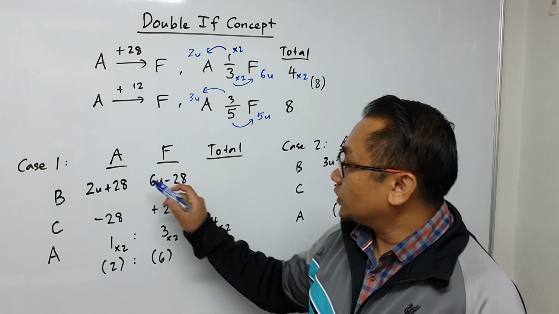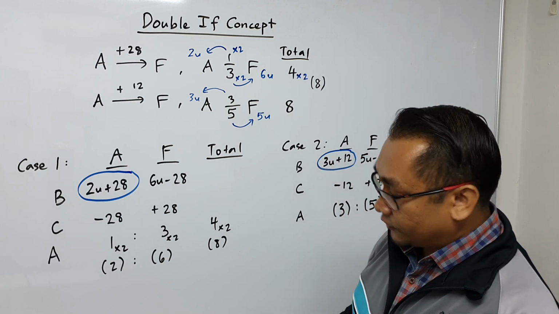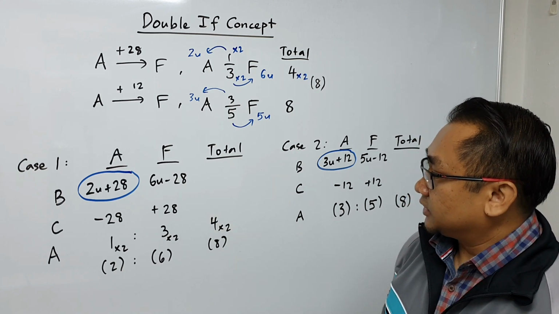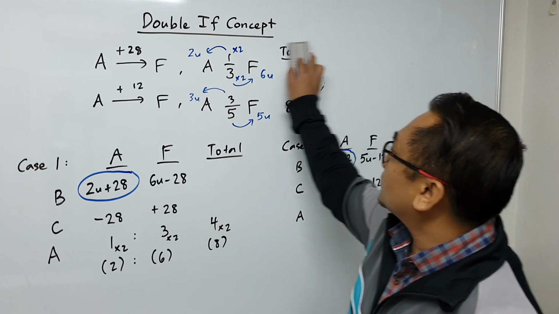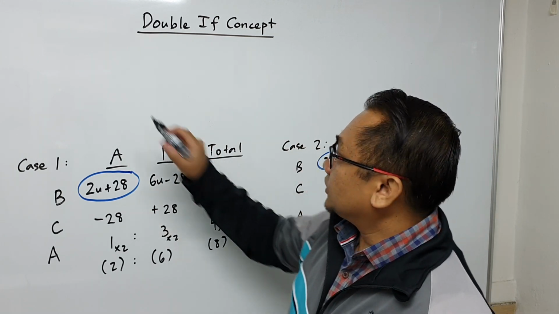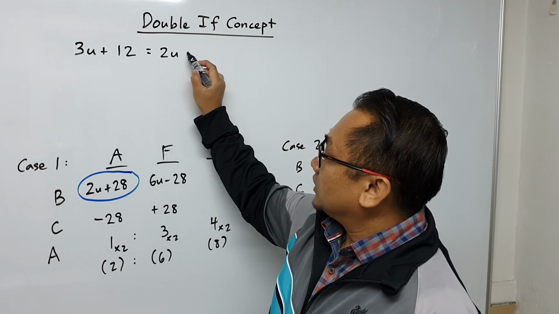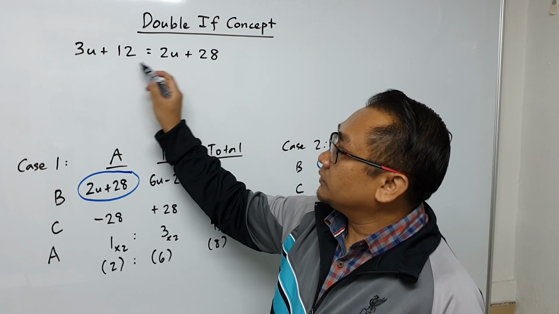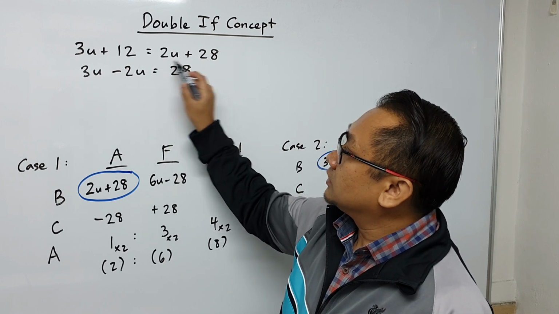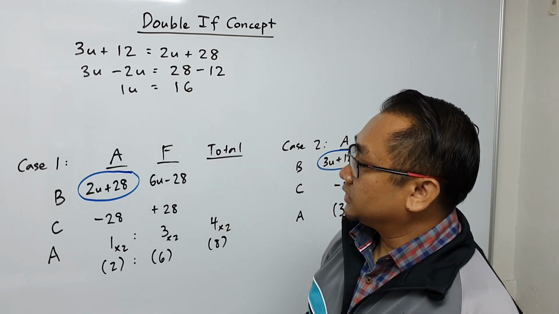So once you have done this, you can compare. You can compare either Alfred's stamps at first or Fiona's stamps at first. Since I need some space, I'm going to erase this part and do the working here. So 2 units plus 28 is equal to 3 units plus 12. 3 units is bigger, so I'm going to put it on the left hand side. So how do I find 1 unit? Bring all the units to the left hand side. Here is plus 12, so when brought over it becomes minus 12. So we get 1 unit equals 16.